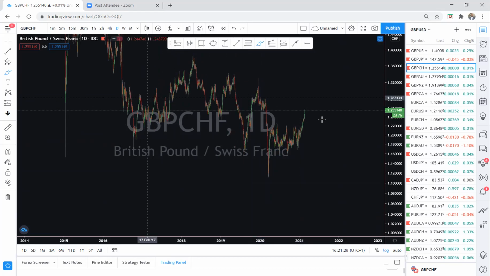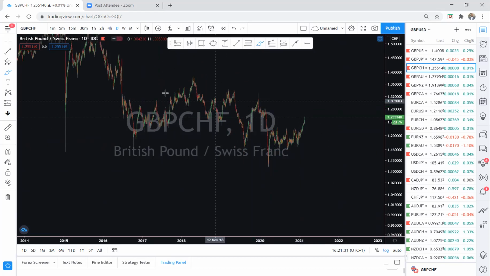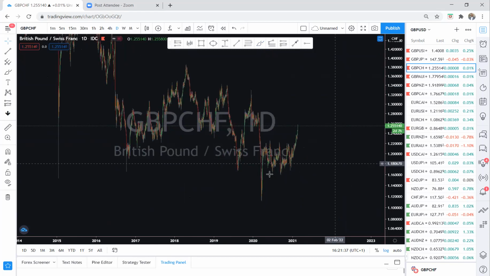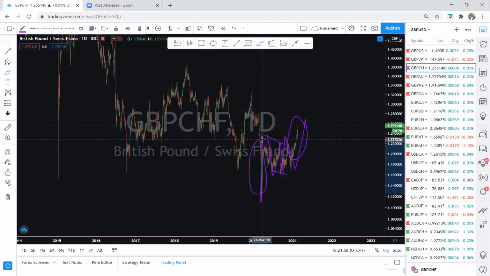If you look at GBP CHF, it's making a good move. We have been buying GBP CHF right from this level. After it made this impulse, it made a three-wave correction, a three-wave pullback. We took a trade here, it made another wave back, and we took a trade here. But we can see this move is not equal to this move at the moment.